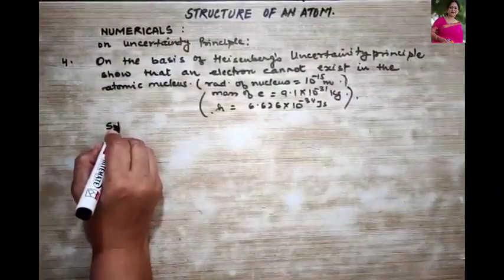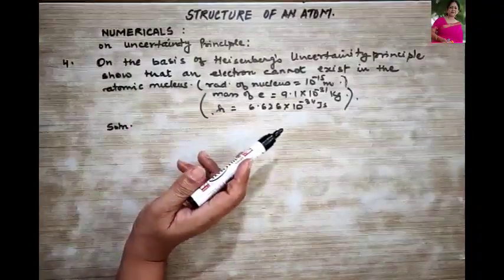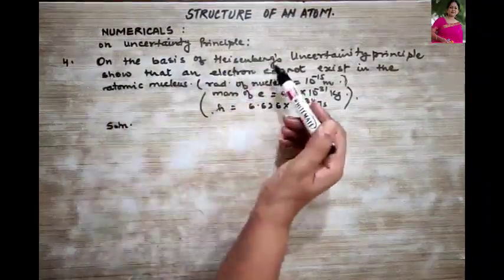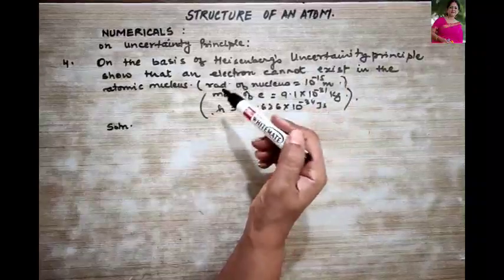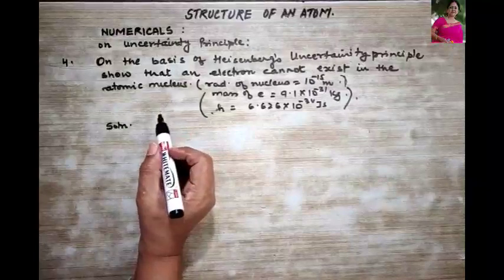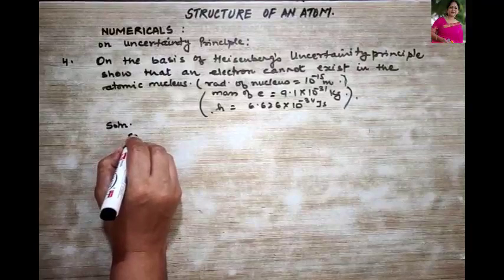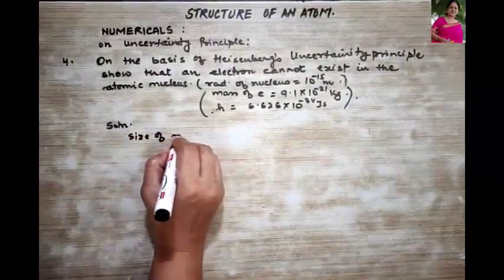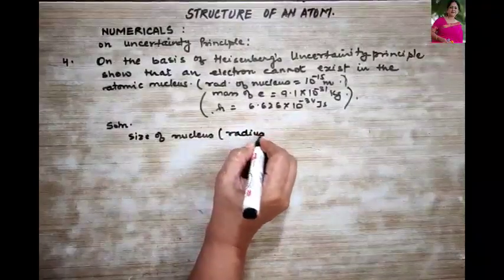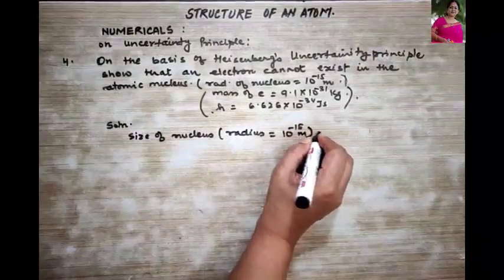So let us solve this question. What does it say? That the size of the nucleus is given. Okay, the mass of electron is given, and it says that on the basis of Heisenberg's uncertainty principle, we have to show that electron does not exist in the atomic nucleus, right? So let's write over here size of the nucleus, that is the size of the radius is given to us. How much is it? 10 to the power minus 15, right?